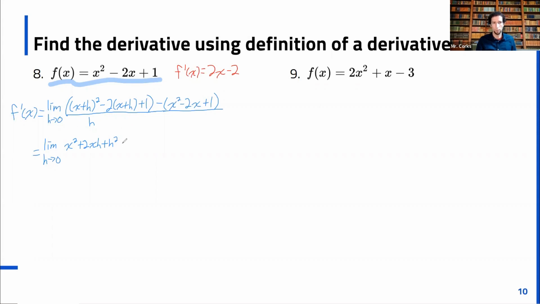Good. What's next? Minus 2x, minus 2h, and plus 1. Okay, that's the first part. That was the f of x plus h. And then the rest of this is just a negative sign in front, so we just switch the signs on everything. So minus x squared plus 2x minus 1.